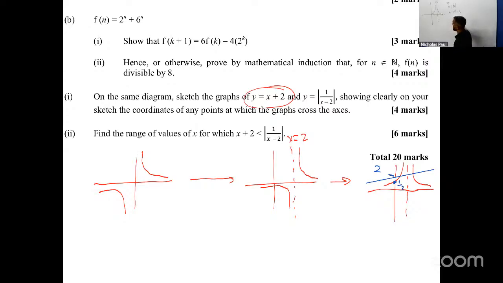And the last part is they want us to draw y is x plus 2. So the y-intercept is here, 2. And when x is 0, y is 2. When y is 0, x is minus 2. So they want us to show that, right? So our graph looks like this.